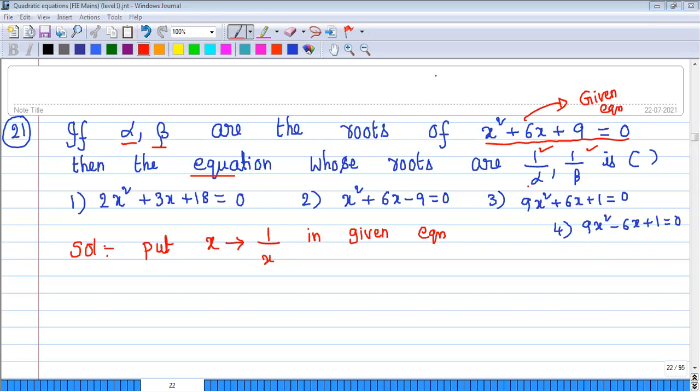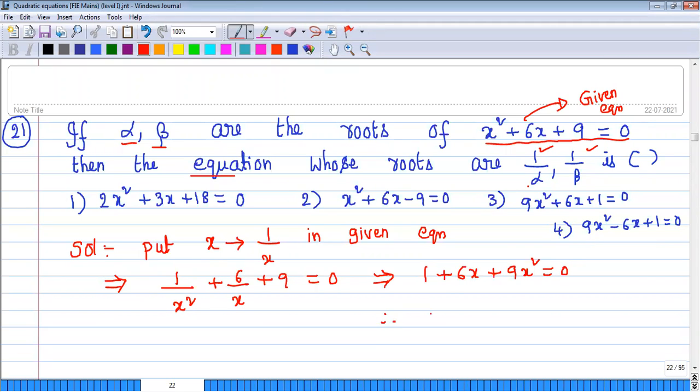Alpha is y minus 1 by 6 and beta is 1 by 8. Okay, so that implies you get now here 1 by x square plus 6 upon x plus 9 equals to 0. So multiply both sides with x square. You get 1 plus 6x plus 9x square is equal to 0. It can be rewritten, arranging the terms: 9x square plus 6x plus 1 equals to 0. This is the required equation. That means option 3 is the right option.